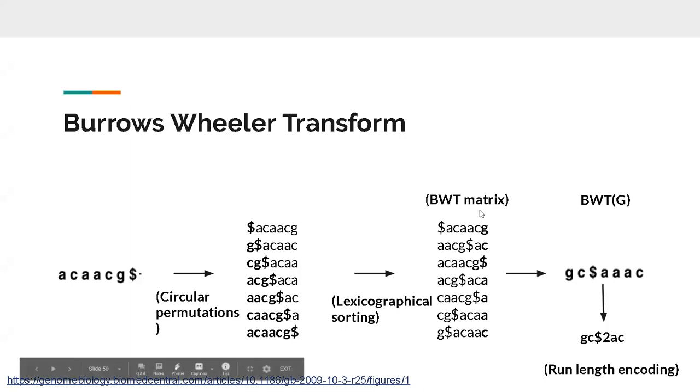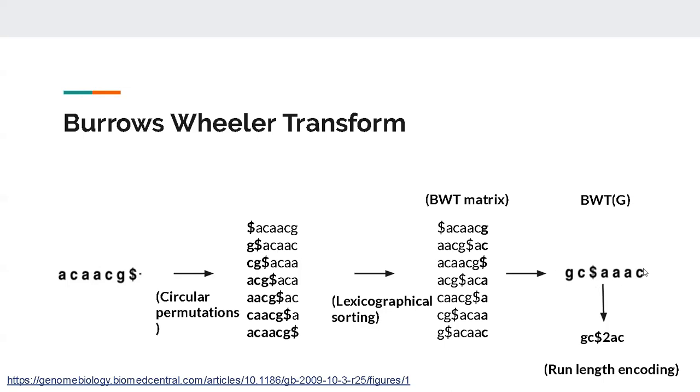Now we have sorted it, and this is what we call a Burrow-Wheeler transform matrix. You might want to remember this, we will come back to it later. Now all you are doing is taking the last column and noting down from top to bottom what that column is. So it would read out GC$AAAC. Remember, we have sorted these rows in lexicographical order, and we are just noting down the last characters of each row and writing them down as a string. This is nothing but the Burrow-Wheeler transform of this particular genome.